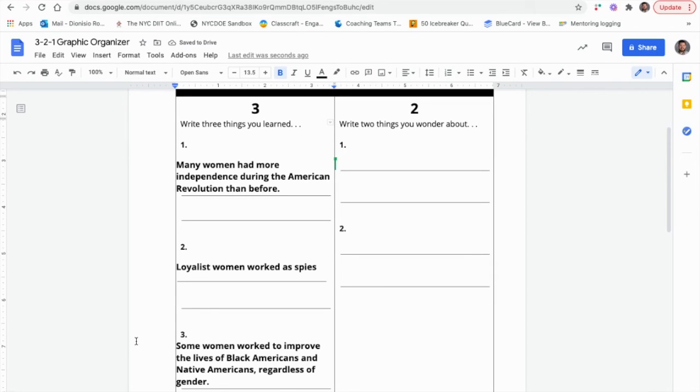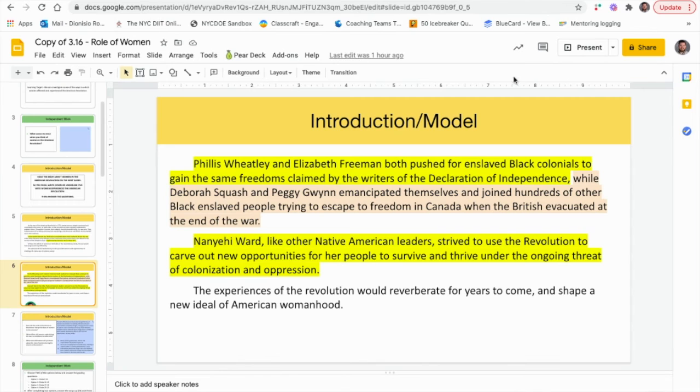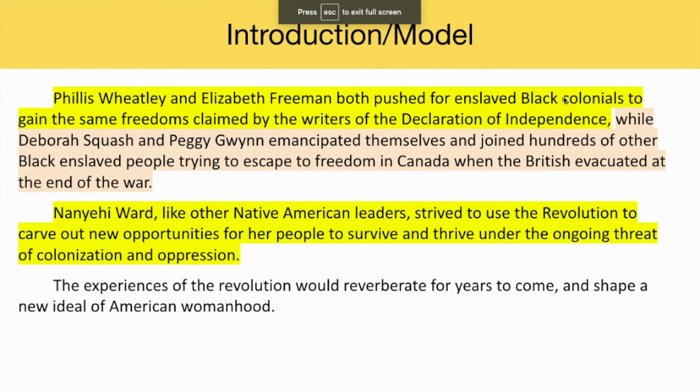So now that I've made my thinking visible on the left-hand side of my graphic organizer, I want to write 2 things that I wonder about. So I'll take some time to go back to the reading. One of the things that I'm thinking about from the second page of the reading is who are Elizabeth Freeman, Phyllis Wheatley, Deborah Squash, Peggy Gwynne, and Nadia Ward. I'm introduced to them in this paragraph, but I want to learn more about them. How were their lives impacted after the war?